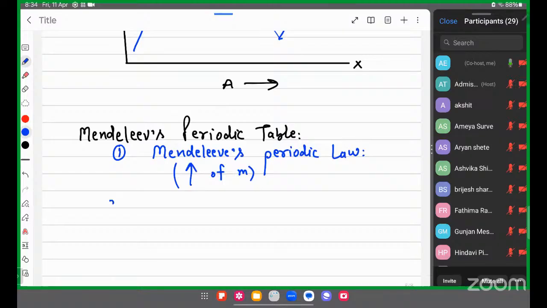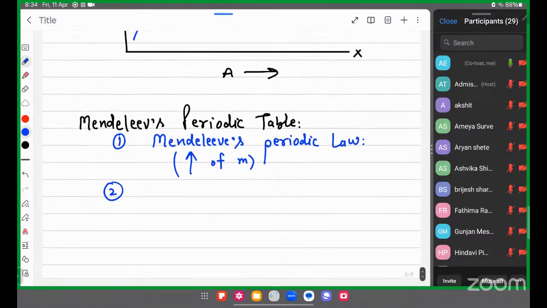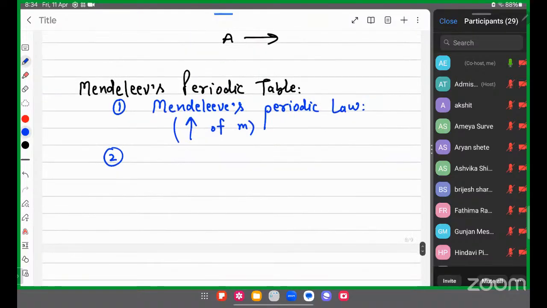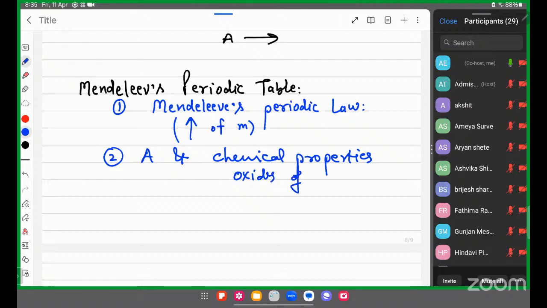Second important point in Mendeleev's periodic table is that this periodic table is based on atomic mass, and along with atomic mass, this periodic table also takes into account chemical properties of the element. Like during the formation of the periodic table, Mendeleev also took care of the chemical formula of oxides and chlorides. Oxides of elements, chlorides of elements, hydrides of elements.